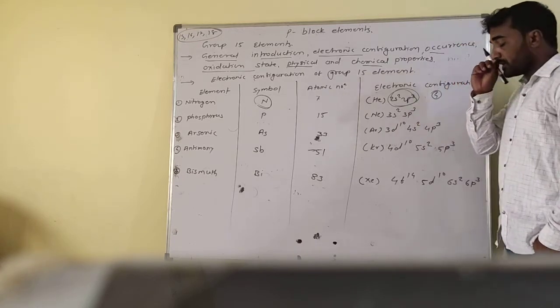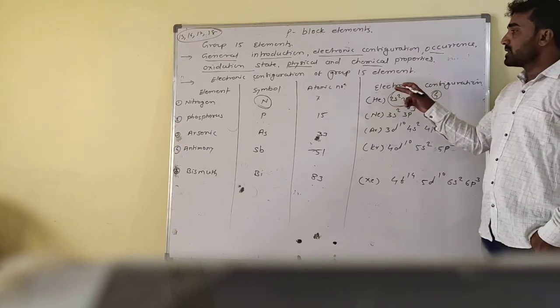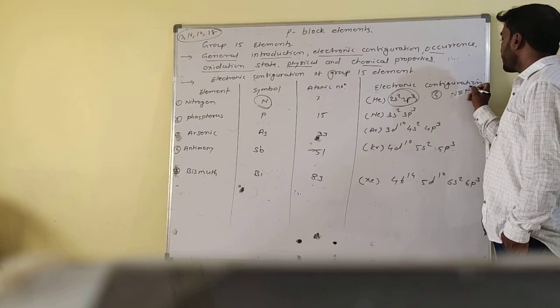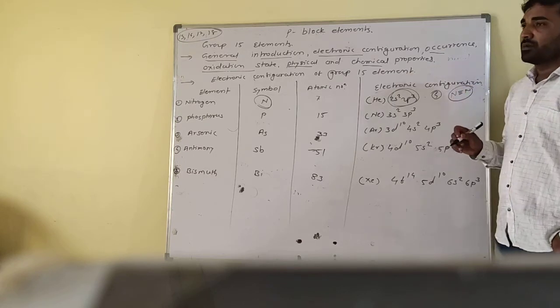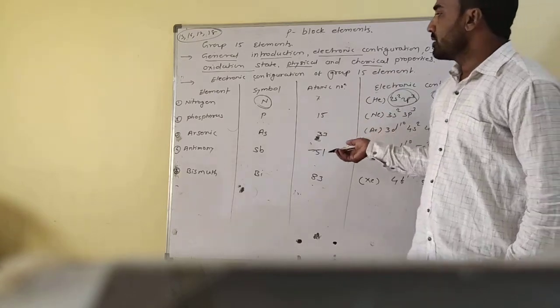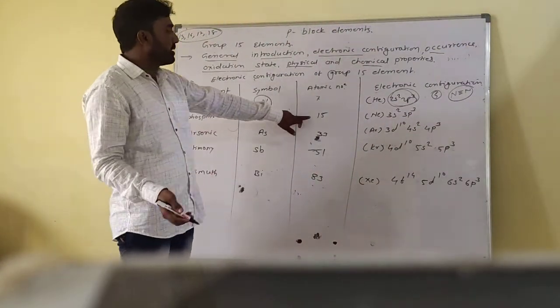So this is the formation of multiple bonds. Nitrogen forms multiple bonds, in particular three bonds and one lone pair of electrons. Another element is phosphorus. Phosphorus is P, atomic number is 15.